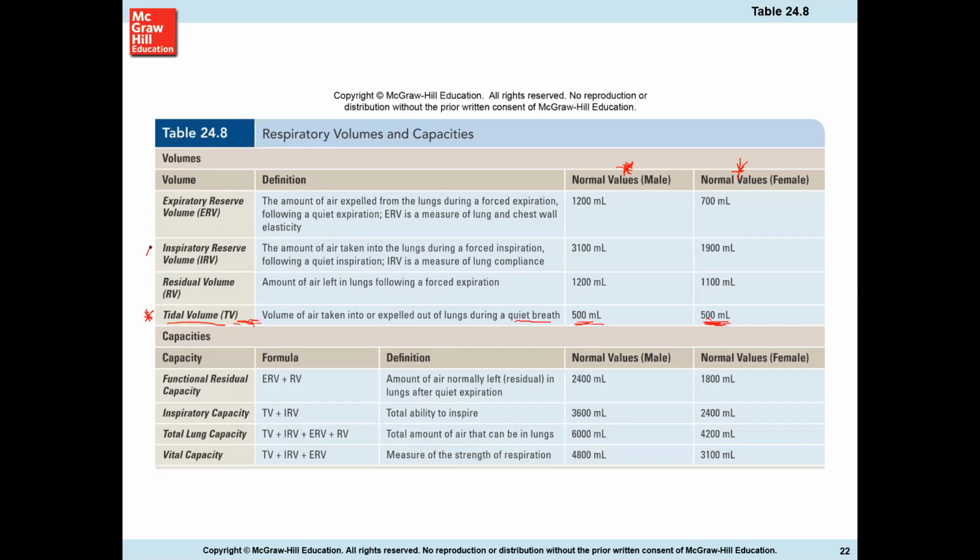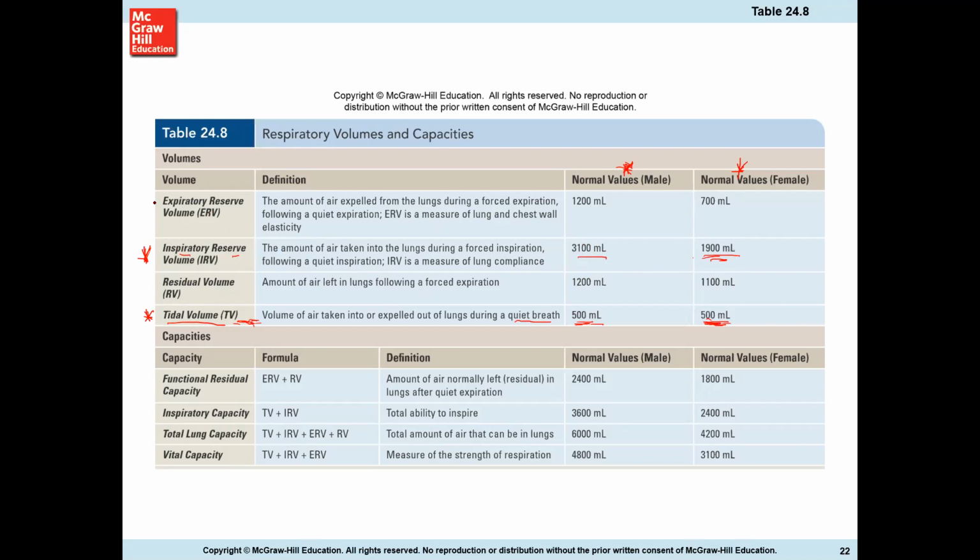Now, if I ask you to take a deep breath above the tidal volume, that's your inspiratory reserve volume. So that adds another 3,100 milliliters. Well, actually, I'm the female, right? So that's 1,900 milliliters. It's significantly less, but again, it should be 80% of your predicted value for who you are.